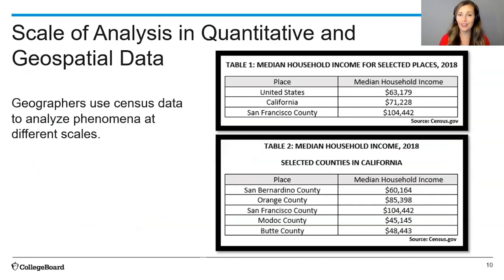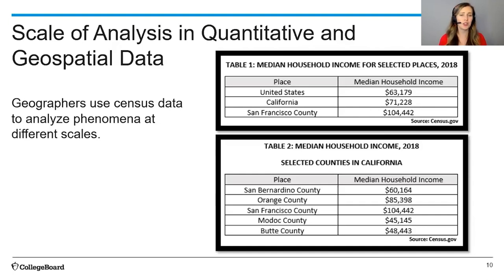We also look at scale of analysis in quantitative and geospatial data. A good example of this is census data, something that geographers use all of the time. And I've got two different tables here to illustrate this concept of scale of analysis when we're looking at geospatial data. So in the first table, you see median household income for selected places.